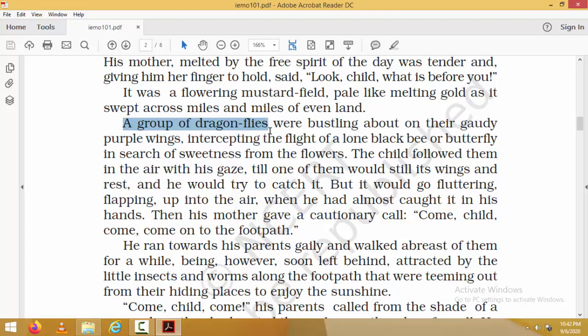Now a group of dragonflies were bustling about on their gaudy purple wings. Dragonflies means fast flying insects, and bustling about means moving energetically. A group of fast flying dragonflies were bustling about, moving energetically on their gaudy purple wings, intercepting the flight of a lone black bee or butterfly in search of sweetness from the flowers.